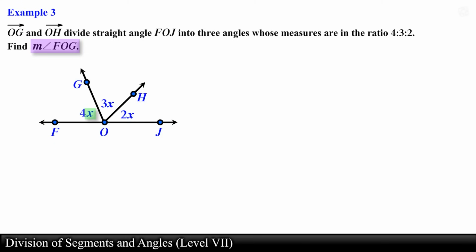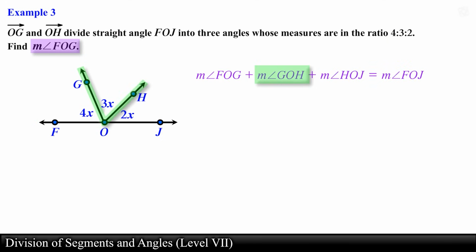In order to figure this out, we need to determine the value of x, so that we can substitute it into the algebraic expression of angle FOG. We can figure out the value of x by setting up an equation using a relevant geometric relation. We know that angle FOJ is a straight angle. This means that it measures 180 degrees. We also know that angle FOJ is divided into three smaller angles, so we can set up the following geometric relation. The measurement of angle FOG plus the measurement of angle GOH plus the measurement of angle HOJ is equal to the measurement of angle FOJ.